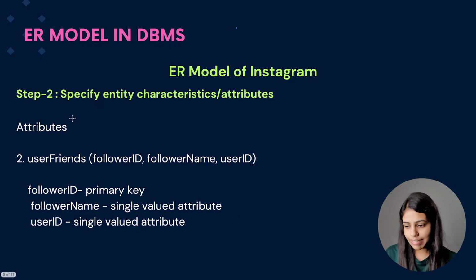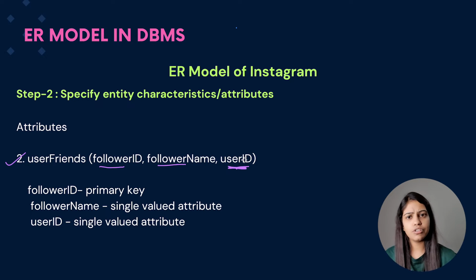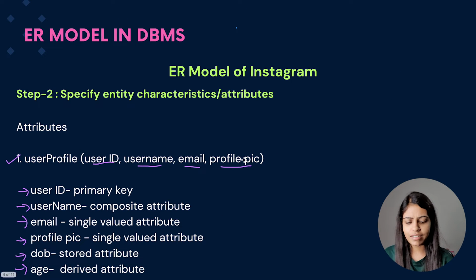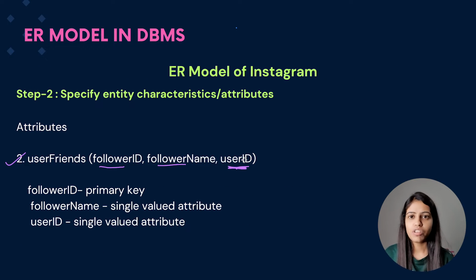Now coming to entity number 2, that was user friends. Now user friends have these attributes such as follower ID, follower name and user ID. Now you can see user ID, you have seen that user ID in the user profile as well, right? And it is present here as well. So there is some kind of relation which is present between user profile and user friends. So if a primary key of one table is present in another table and referencing it, that is called a foreign key, which we have learned in the last videos.